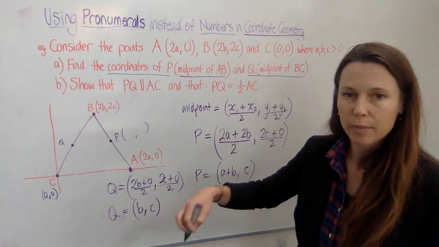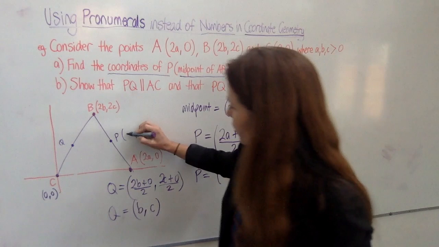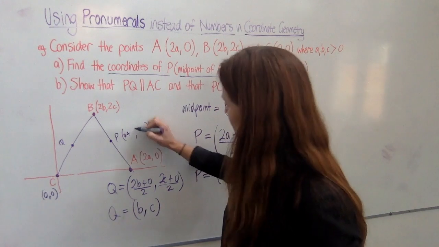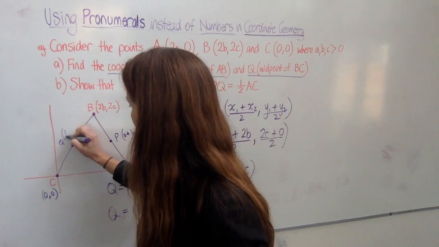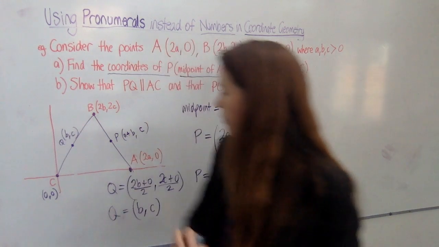So once you've found something, go ahead and put it back onto your picture so that you can visualise it and use it for the next step. So Q is the point b, c. There we go.